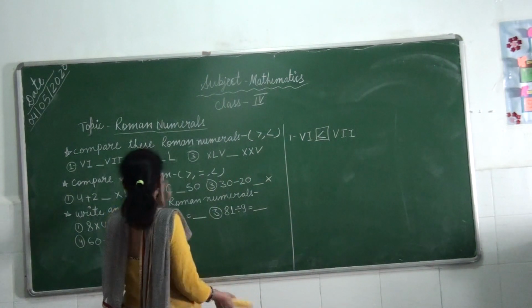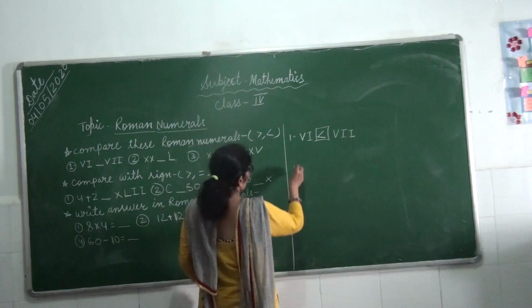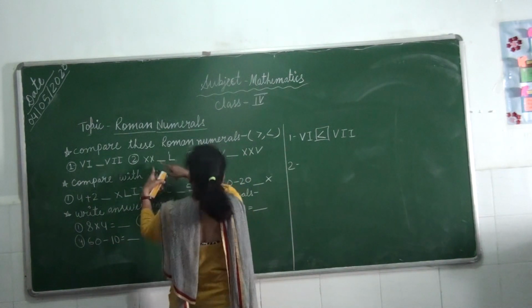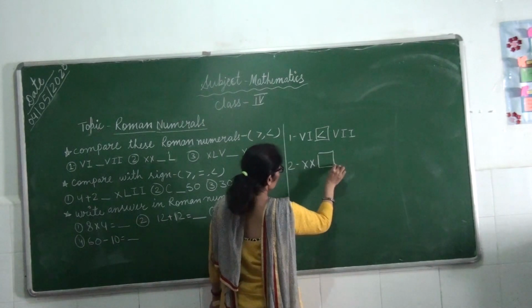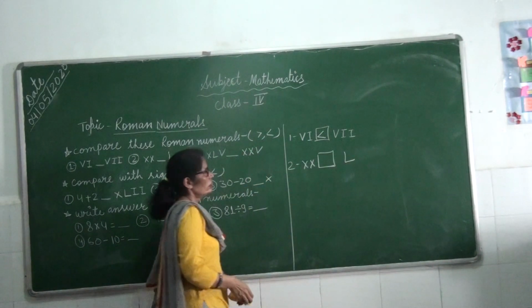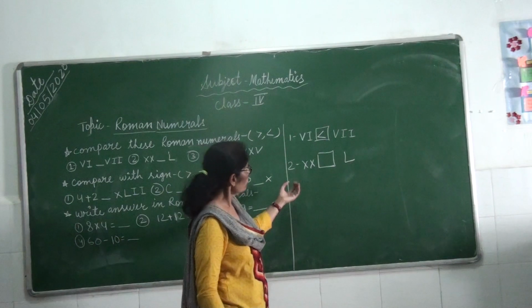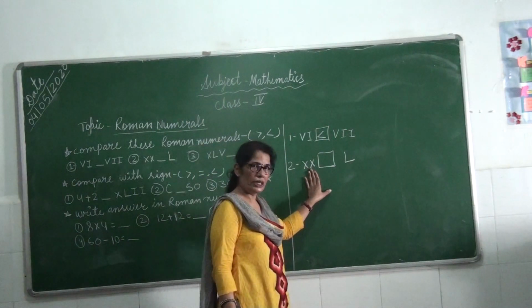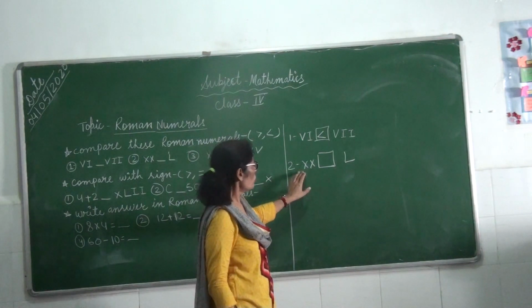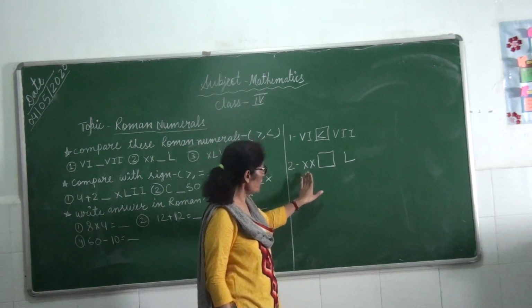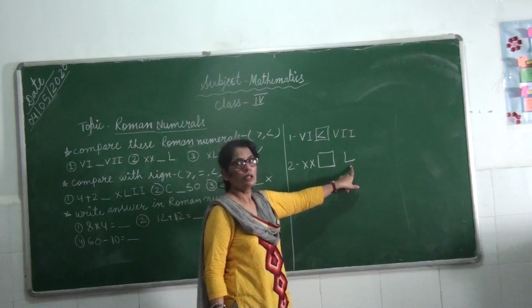The other one I have taken is XX and L. Previously I told you X means 10. This X is 10, this X is 10, both will be 20, and this L stands for 50.